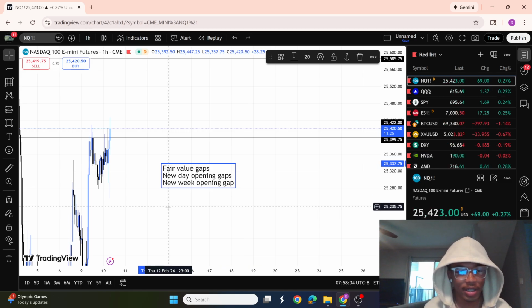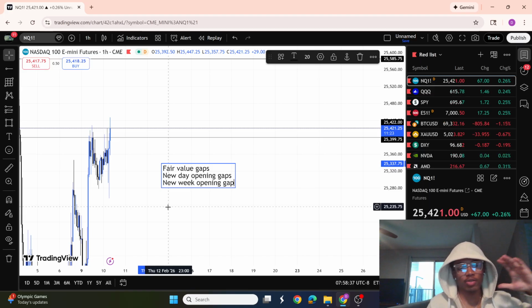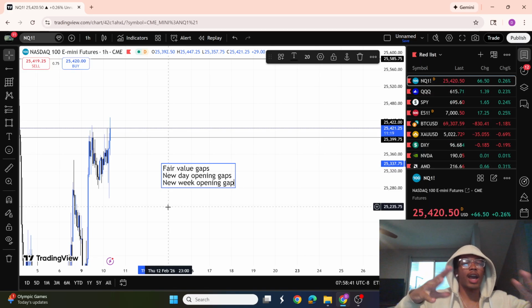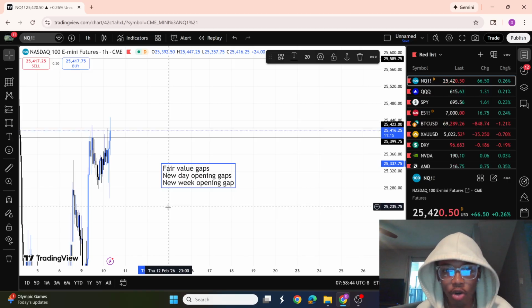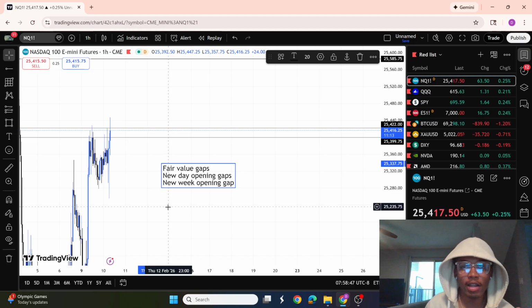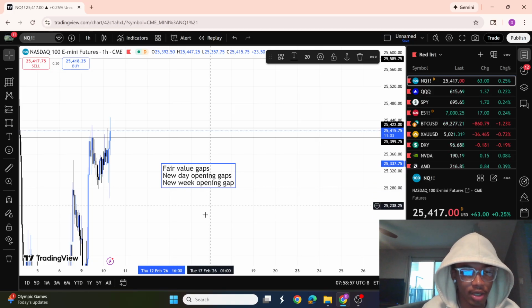And new day opening gaps are literally exactly what they sound like. New day opening gaps, right? So it's the gap between the previous and the next trading day. That little 1 hour that you can't trade, that's the new day opening gap. New week opening gap is from the Friday close up until Sunday afternoon when futures markets open, again, at 3 p.m. standard time, which is for me. Okay, so we have our gaps.